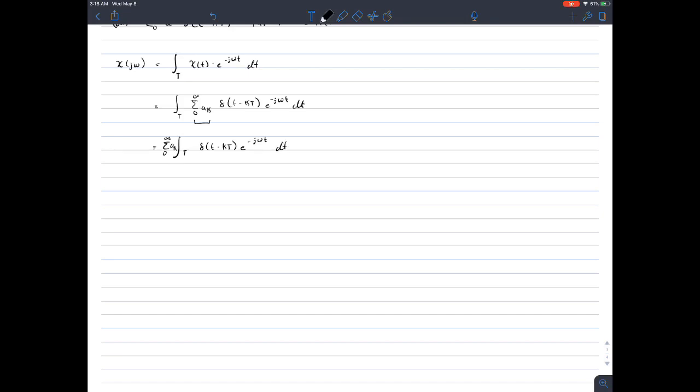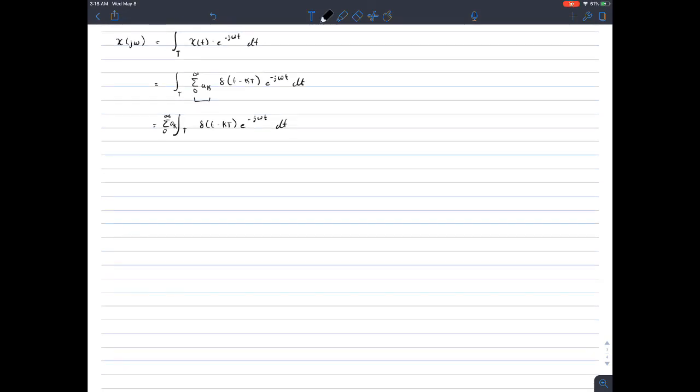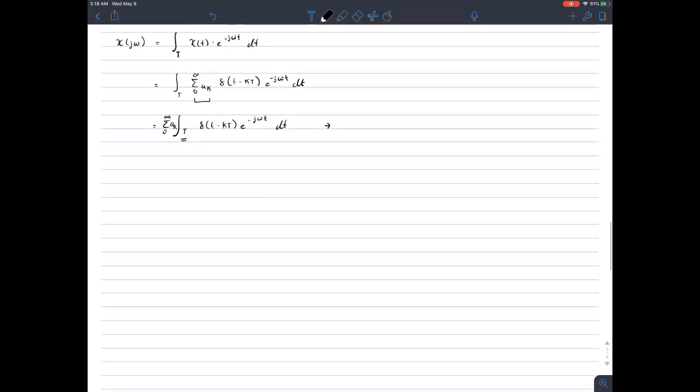Alright, so this is going to be quite easy right here. First you need to find your domain t, and this is going to be continuous from negative infinity to infinity. So you have the summation of a sub k times the integral from negative infinity to infinity of delta of t minus kT times e to the negative j omega t dt.